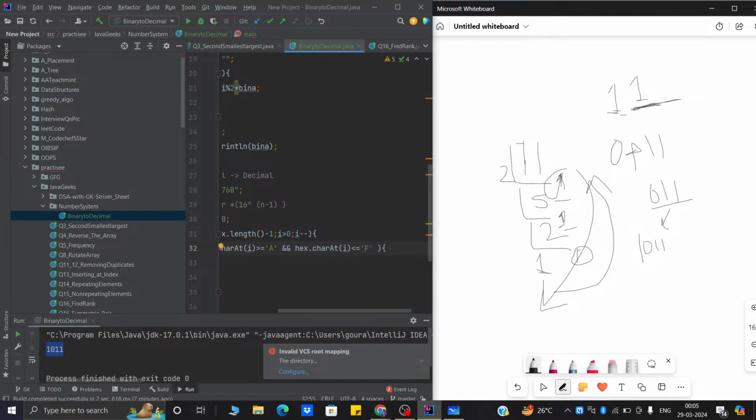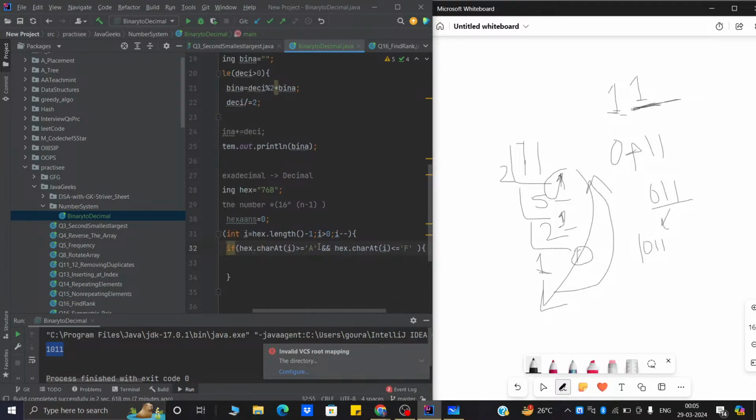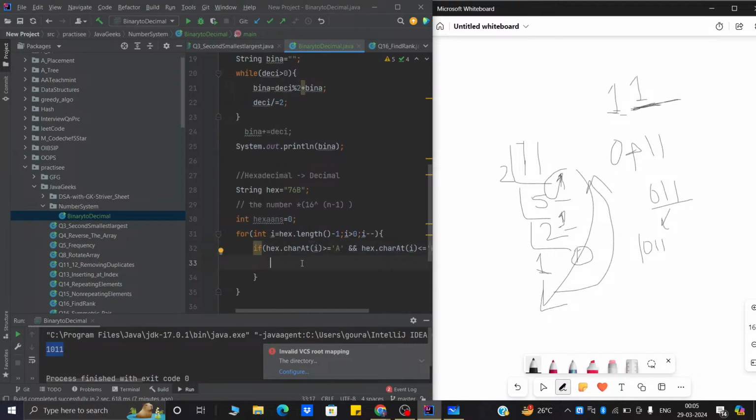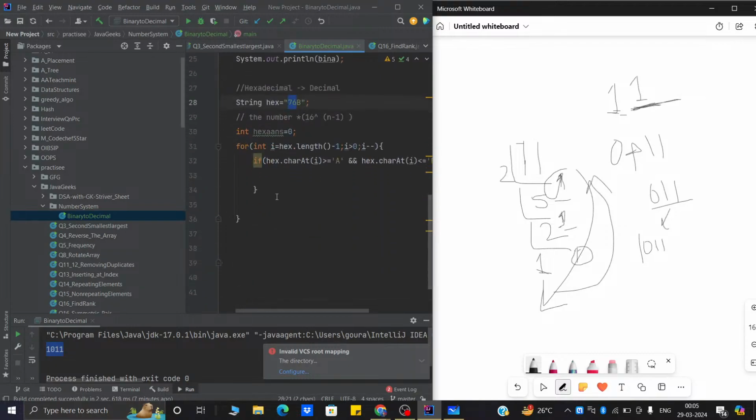If it is A to F, then what will happen? We can again put if A is equal to 10, B equals to 11, right? Again we have to put if hex dot charAt i equals to A, then this value, again this value. Like that, this is the solution. But we can write directly also. Let's first write the code for the normal number. If it is 6, then what will happen?